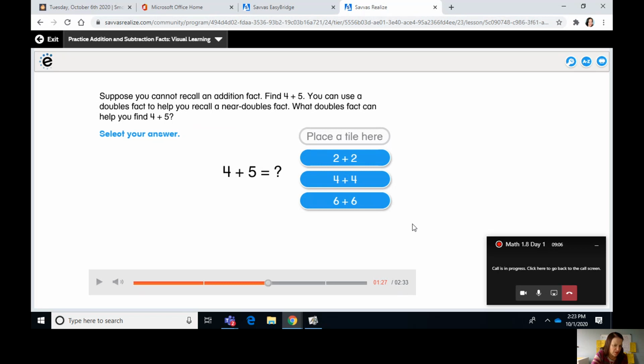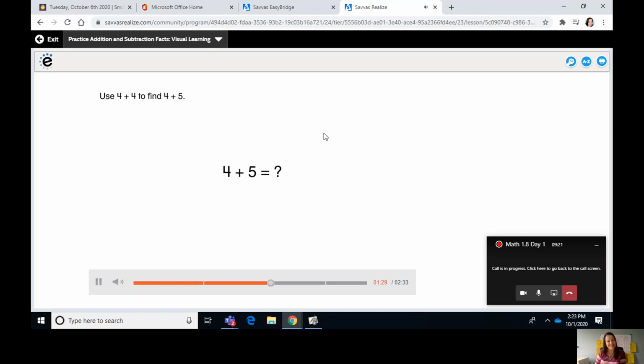But I just want to check the other one. 6 plus 6. Does that have either one of the add-ins here that could help me? No, I think I'm going to use 4 plus 4. Let me slide it up. Use 4 plus 4 to find 4 plus 5.